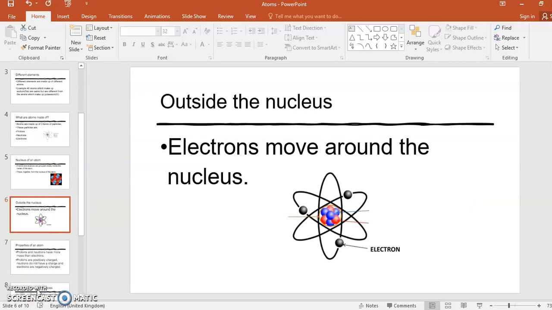Outside the nucleus, there are orbits or shells or subshells. Electrons move around the nucleus. You can see the picture. In the center, there is the nucleus and electrons are moving around. Okay.